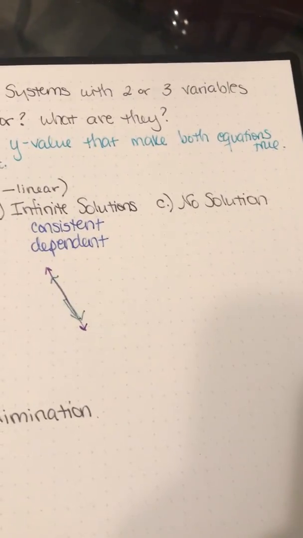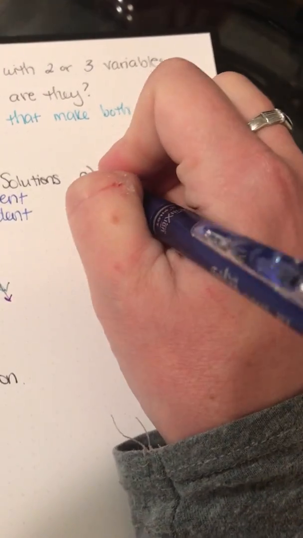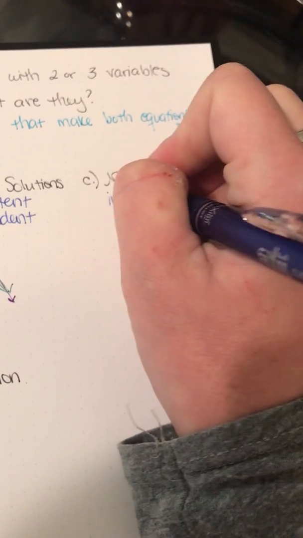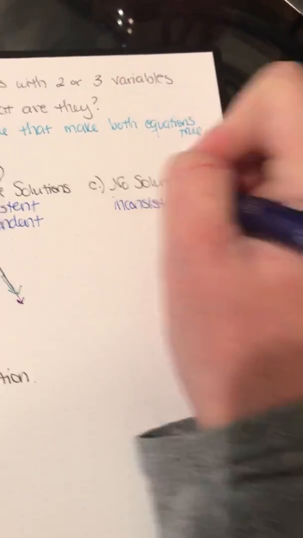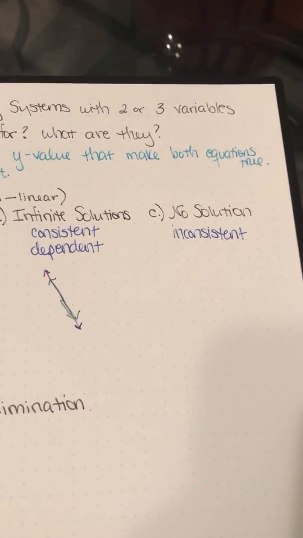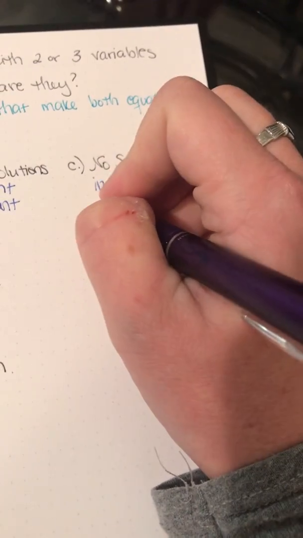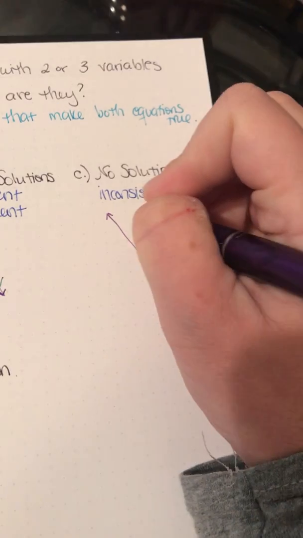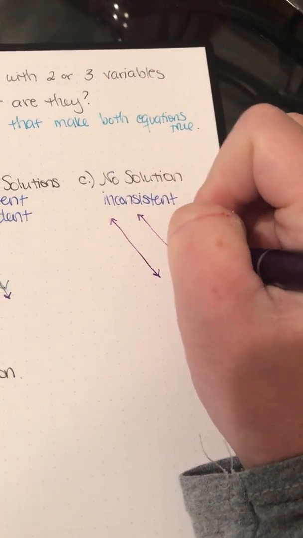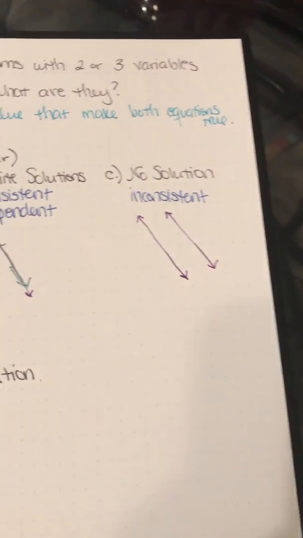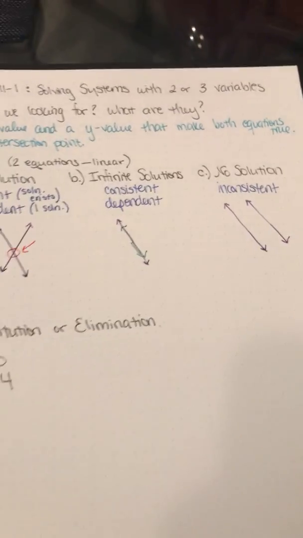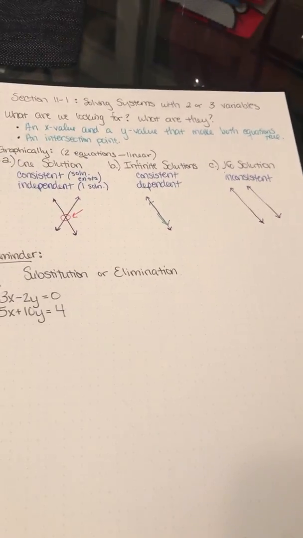Okay, if there's no solution, you are simply inconsistent because a solution and intersection point does not exist. So ideas on what this could look like? You guys are so smart. Good job. Parallel lines. They will never meet. So sad. Okay, so 3 different solutions for linear systems.